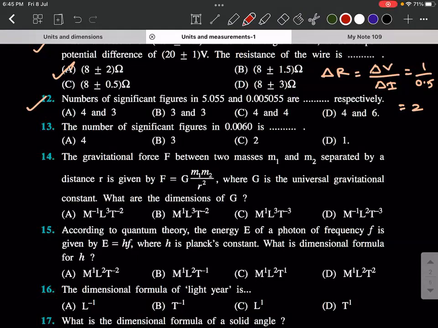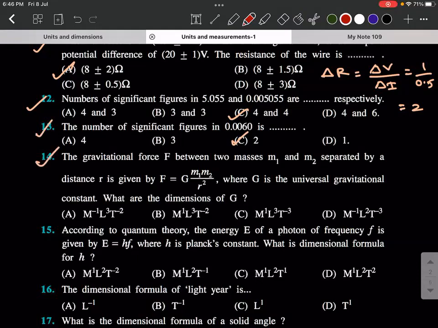One common mistake that you will do is you write it as 6. But why is it not 6? Because the zeros before the first non-zero digits are not significant. So 5055. So the answer is 4 and 4. What about the 13th one? The number of significant figures in 0.0060. The zeros before 6 are not significant, but the 0 after the 6 is significant. So the answer is 2. Okay.